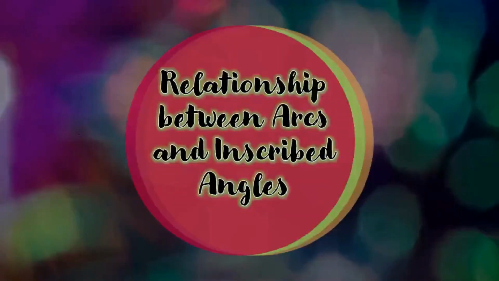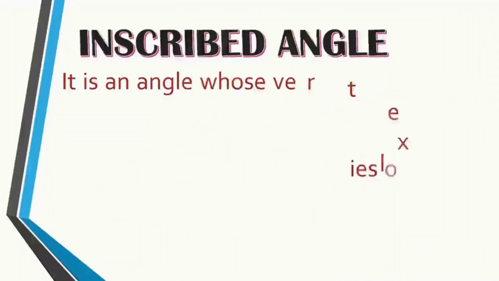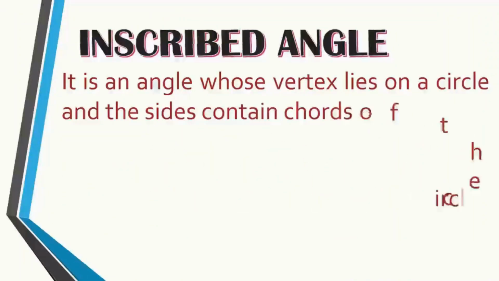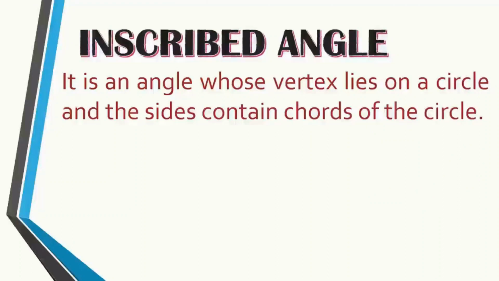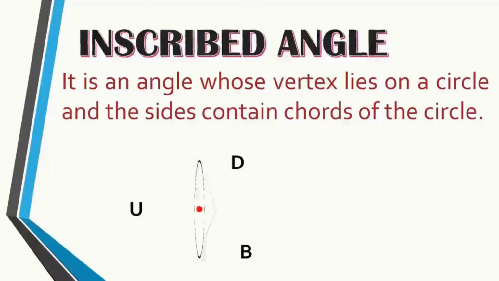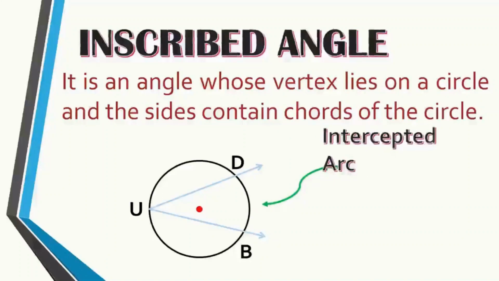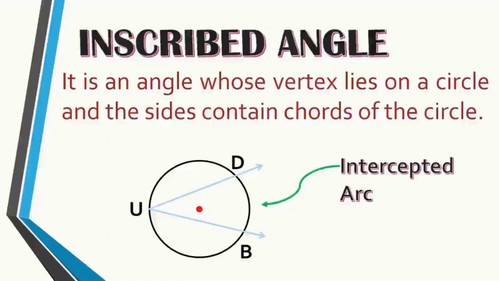Our next lesson is relationship between arcs and inscribed angles. Inscribed angle is an angle whose vertex lies on a circle and the sides contain chords of the circle. So in that figure, angle DUB is our inscribed angle, and arc DB is what we call intercepted arc.